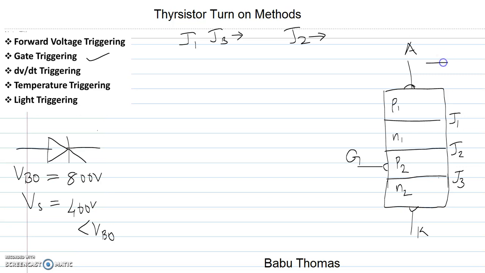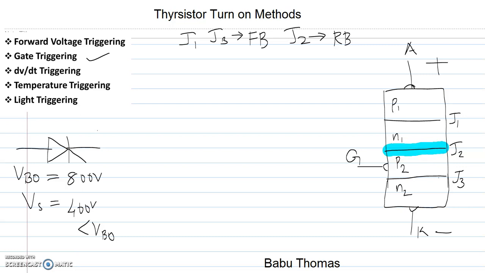So you can say that your anode is made positive, cathode is made negative, and that means junctions J1 and J3 become forward biased, and junction J2 becomes reverse biased. Because of this reverse biased junction, a depletion layer is formed across the junction J2.